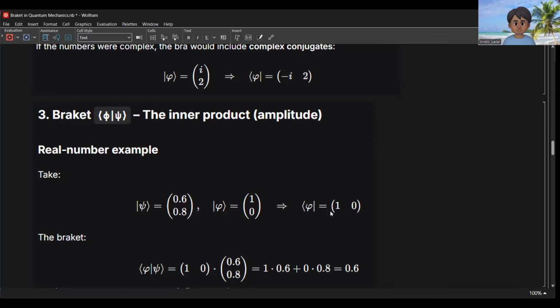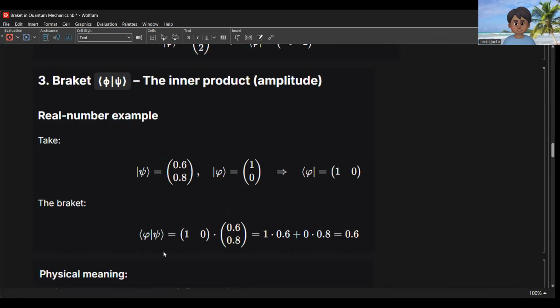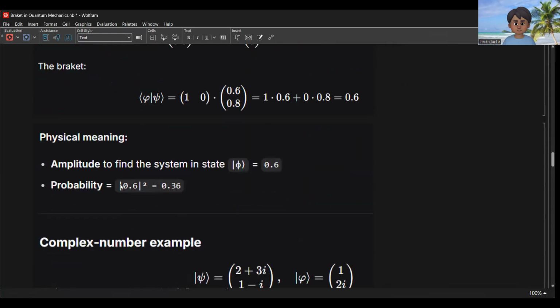So we have the bra of phi here, which is (1, 0). This is the row vector. So the bracket here is (1, 0) times (0.6, 0.8). So the product is 1 times 0.6 plus 0 times 0.8, equal to 0.6. So the physical meaning is the amplitude to find the system in the state ket phi. This is equal to 0.6. The probability is 0.6 squared, equal to 0.36.